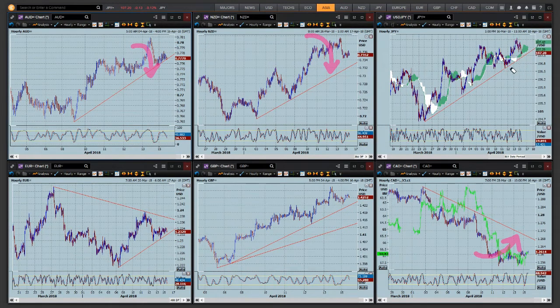Now, once again, if I just come back and delete those arrows, I'll show you what happens in a risk on situation. They will sell the yen. So you would expect dollar yen to rally, Kiwi to rally, Aussie to rally, and dollar CAD to fall.